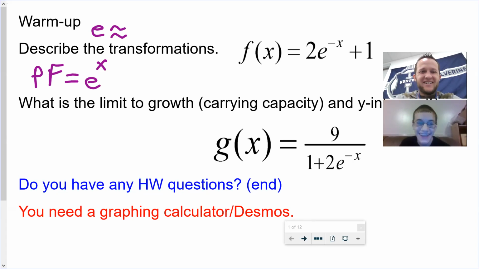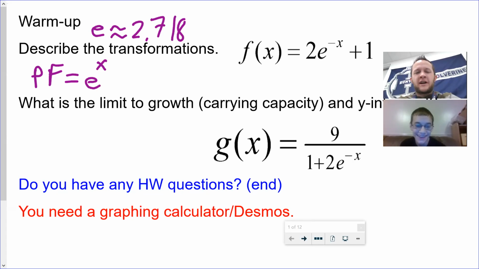2.718. So is that going to be exponential growth or exponential decay? Growth. Yes, good job. How did you know that? Because it increases in y value. Another way to look at that is it's bigger than 1. If your base is bigger than 1, it's going to be growth. And 2.718 is bigger than 1, so we're good. Awesome.